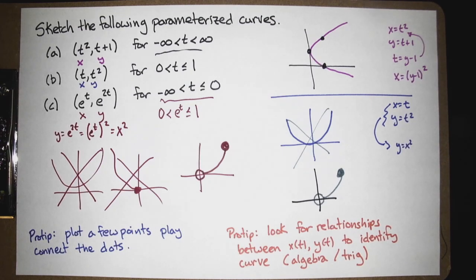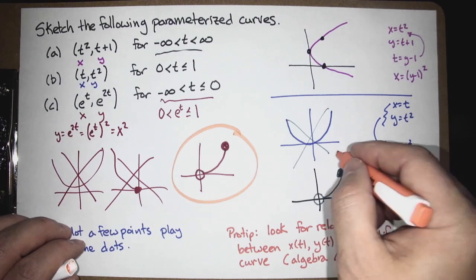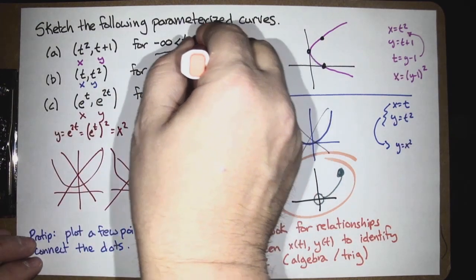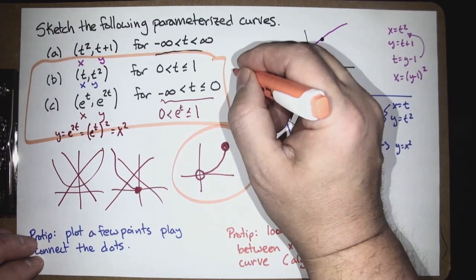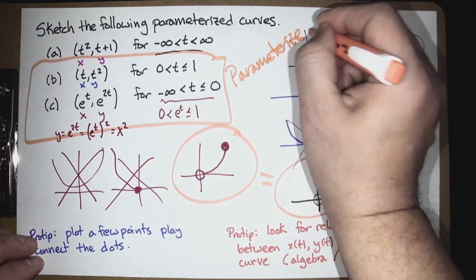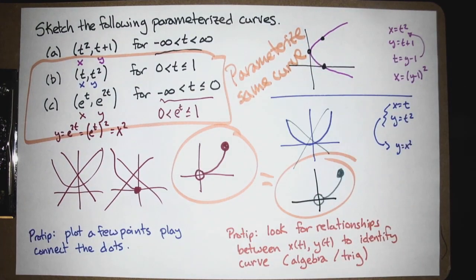Now, do you notice anything about these pictures? These two pictures are the same. Which means that B and C parameterize the same curve. However, you might notice that one of them looks more pleasant to work with. So this is what we mean by saying, choose nice parameterizations.